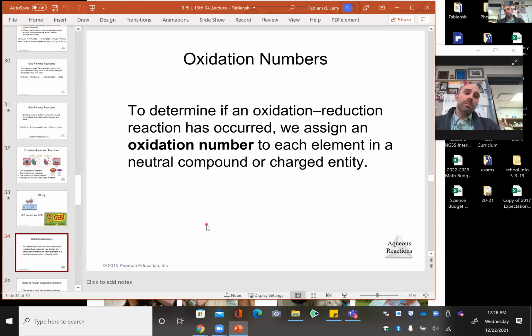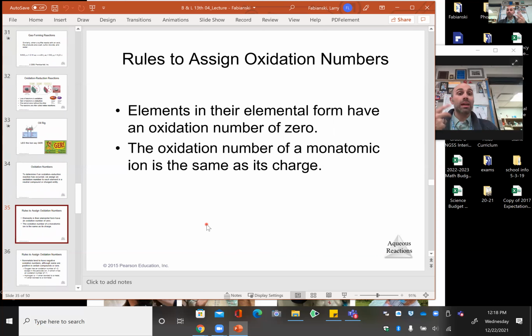All right, so when we're talking about redox reactions, we're talking about oxidation numbers. You know what an oxidation number is, right? It's the charge, periodic table, +1, +2, +3, 3-, 2-, 1-. To determine if an oxidation reduction reaction has occurred, we assign oxidation numbers or charges to each element in a neutral compound. We want to see if those charges have changed during a reaction. Elements in their elemental form have an oxidation number of 0. There's no charge. Calcium metal by itself is a goose egg. It is 0, no charge.